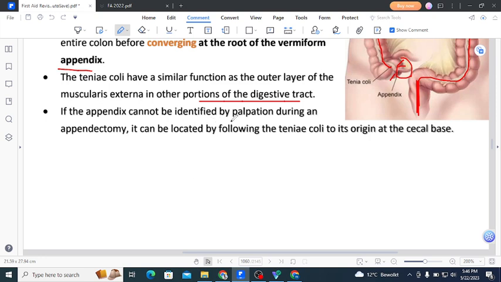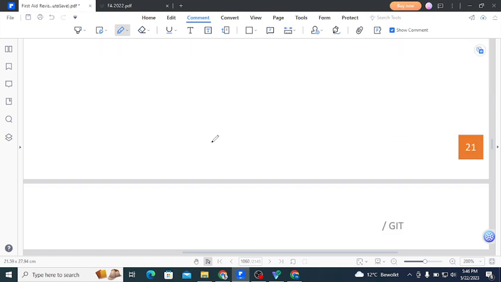If the appendix cannot be identified by palpation during an appendectomy, it can be located by following the taenia coli to its region at the cecal base.